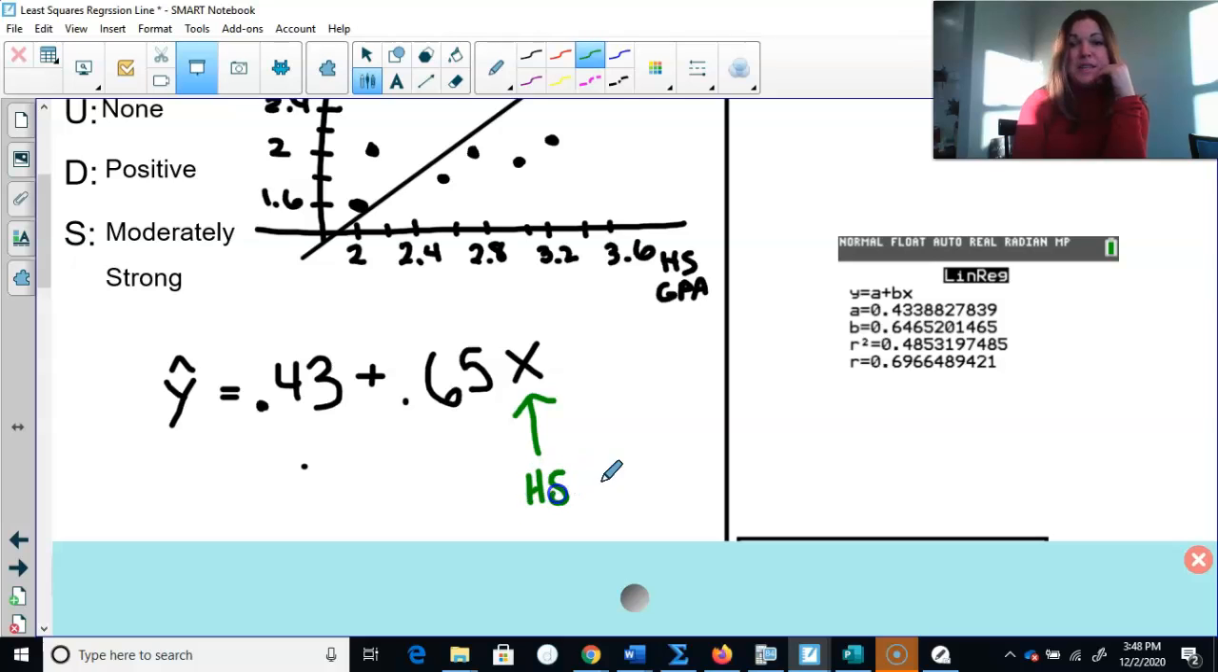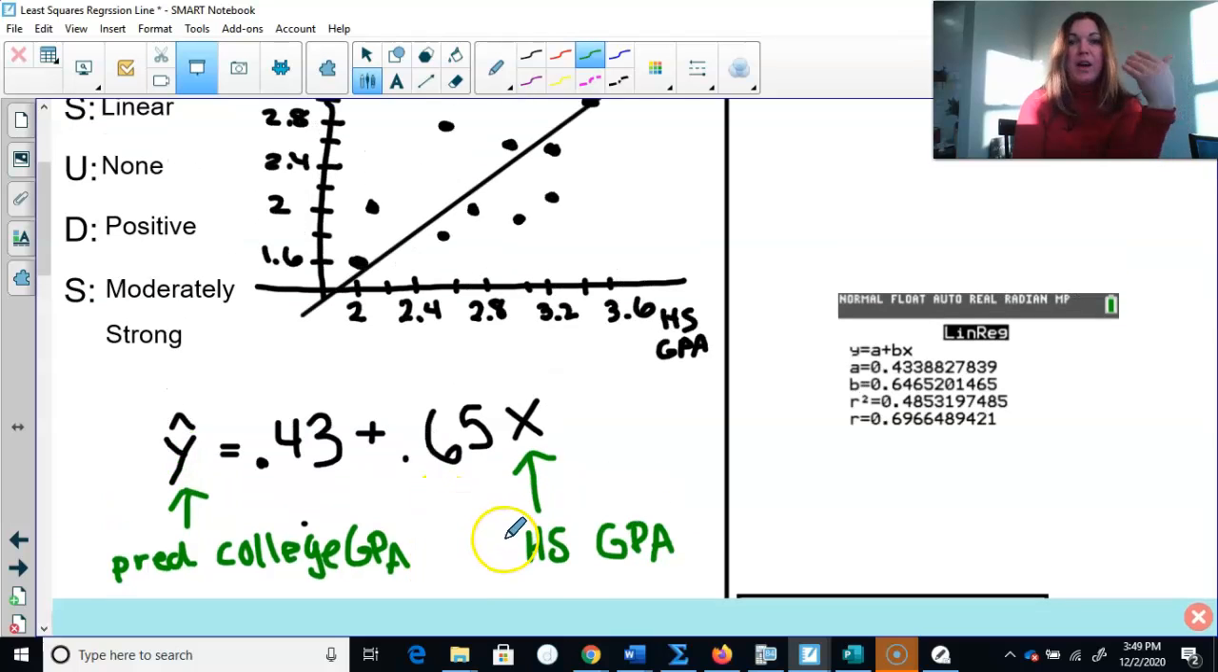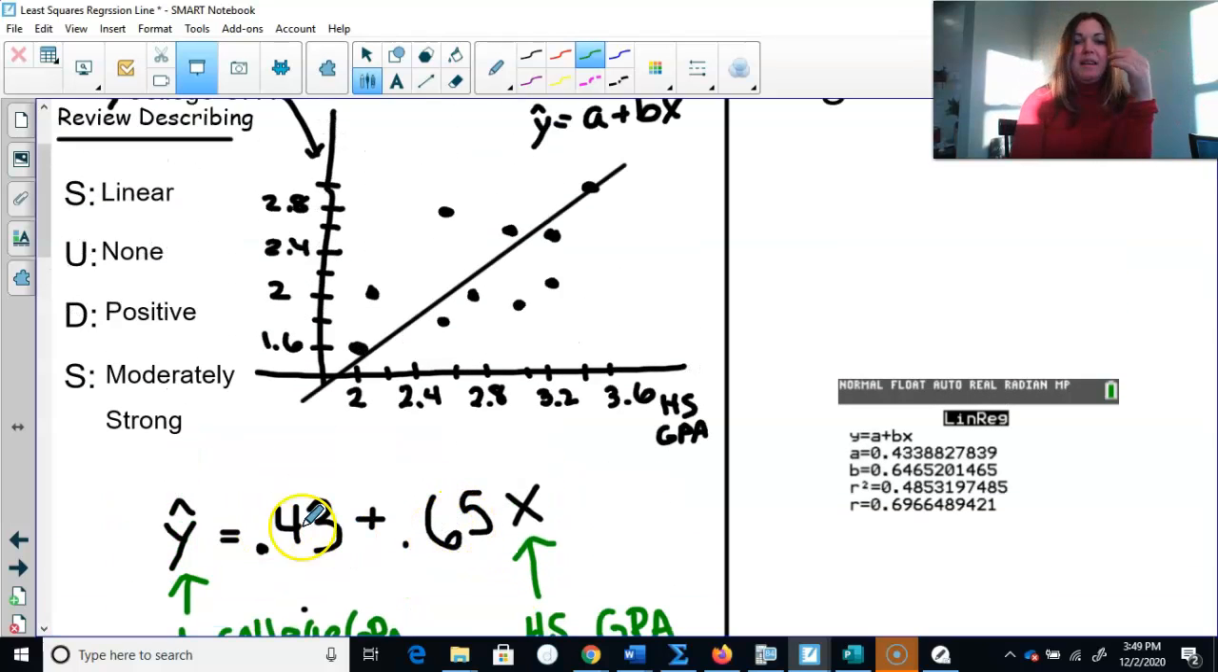And we're using this line to predict our Y, what our college GPA is. So we're going to put predicted college GPA. So there we did it. We've just found our least squares regression line, our line of best fit. This is the line that's going to model what's happening with our data.